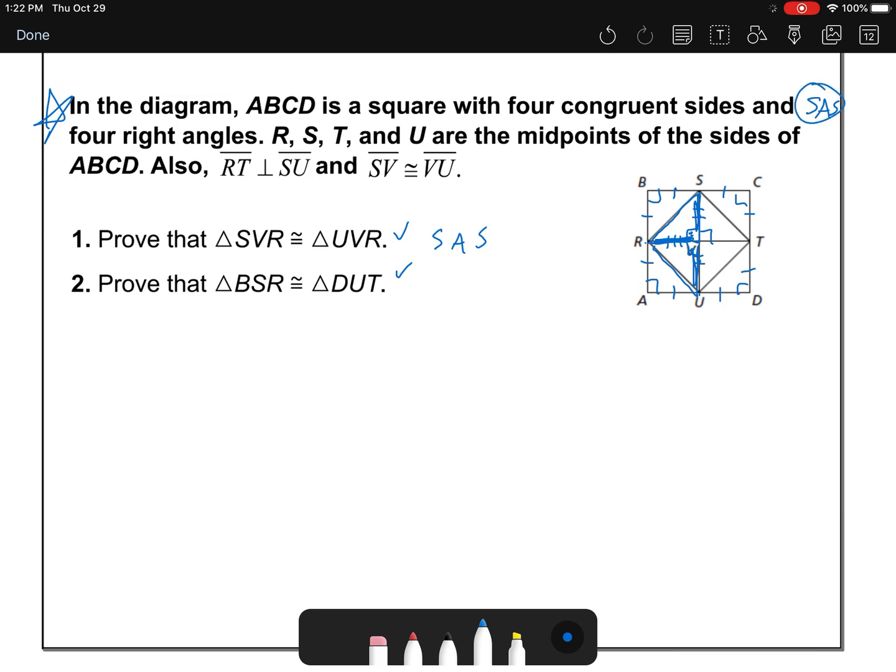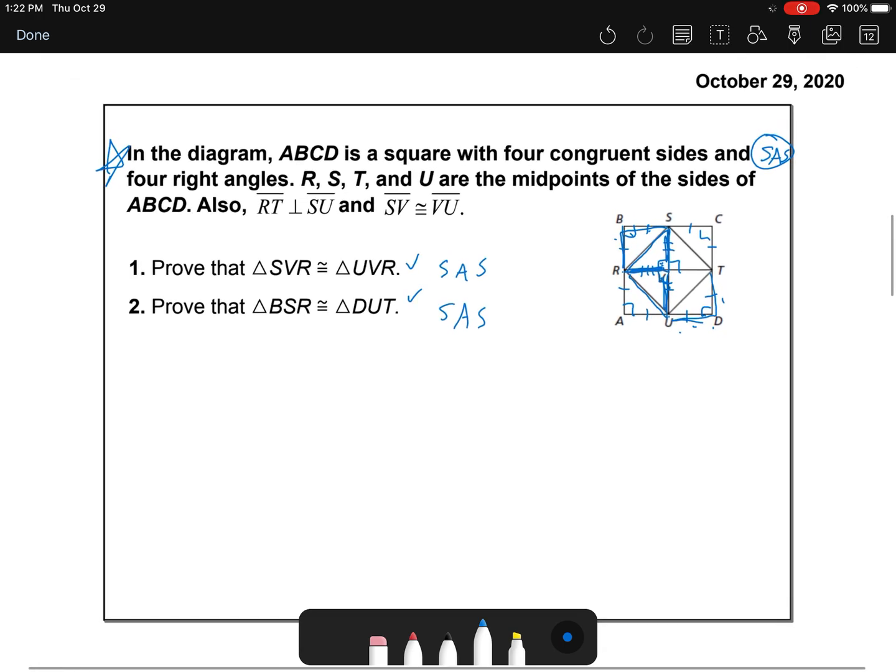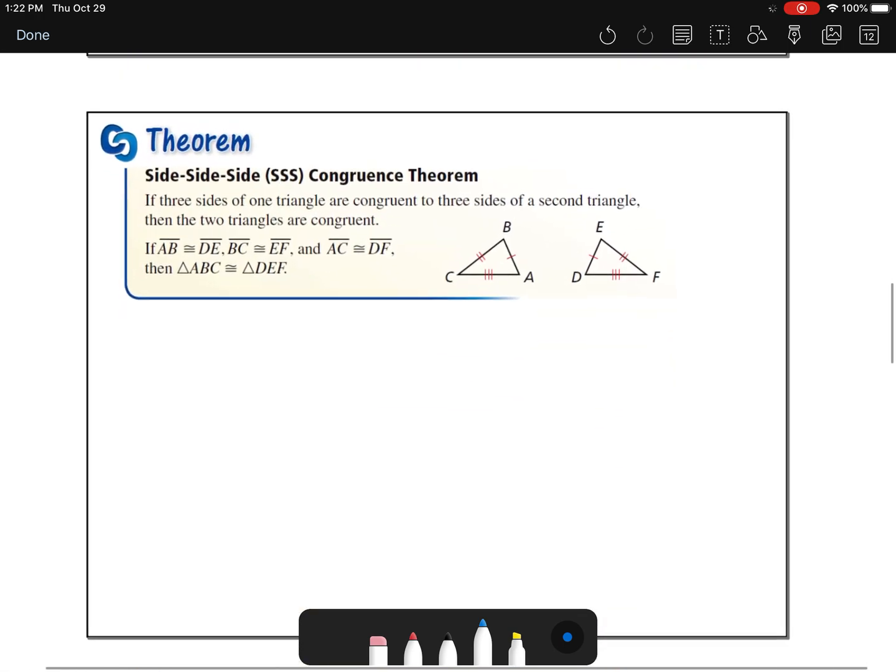Now it says prove that triangle BSR is congruent to DUT. Well, that's this one up here and this one down here. Well, that's clear. Side angle side. Side, angle, side. So this is pretty easy when you really get down to it.